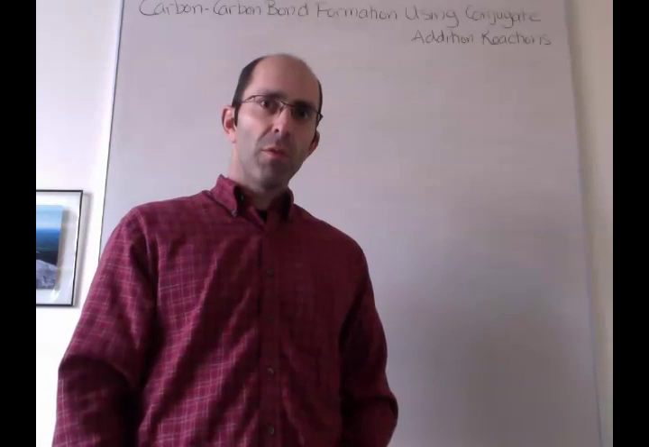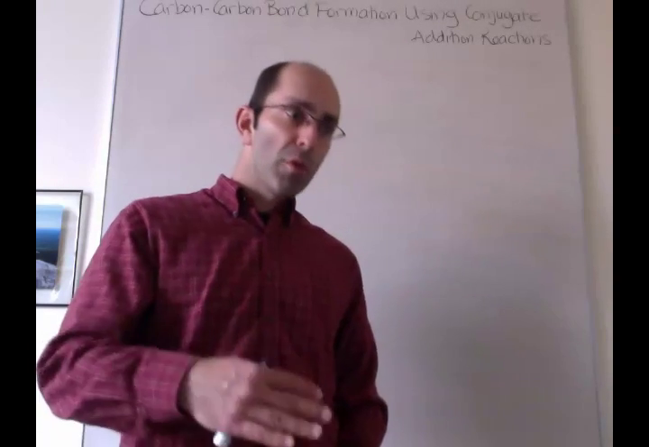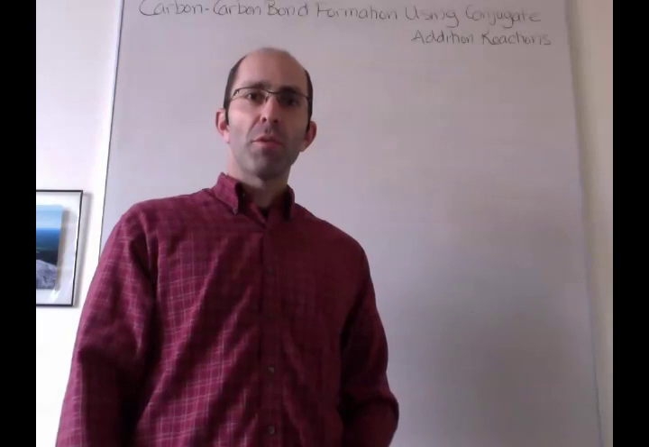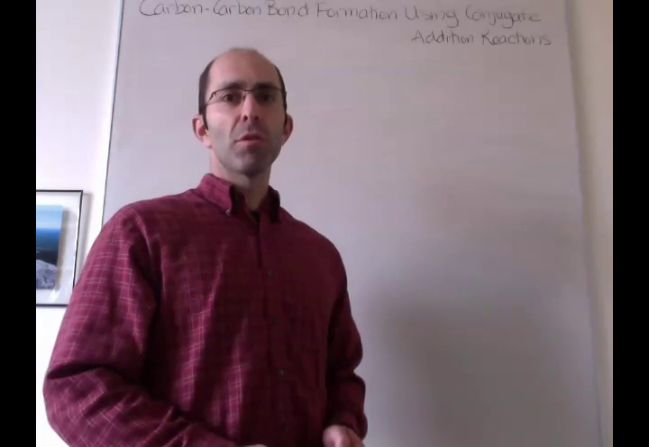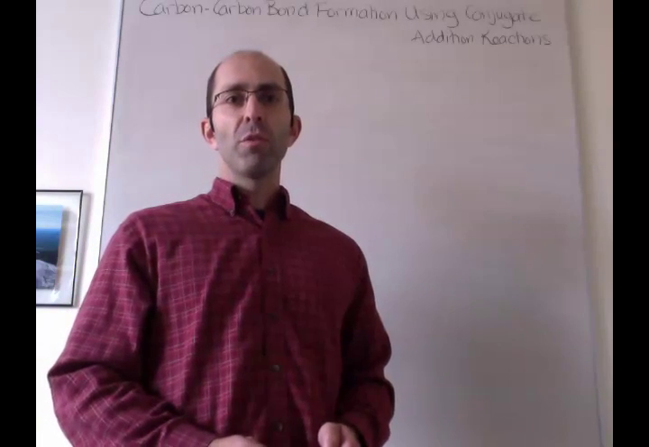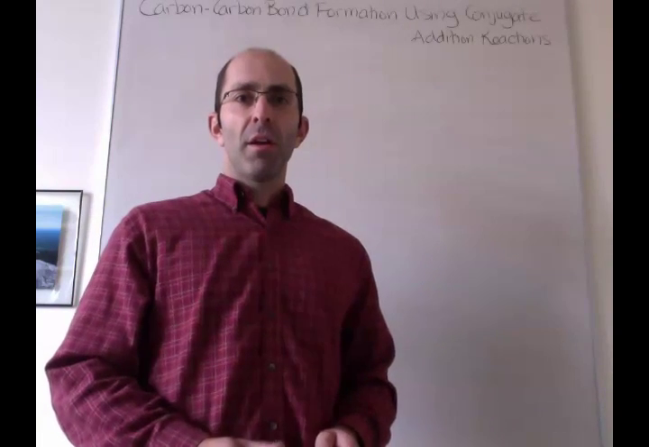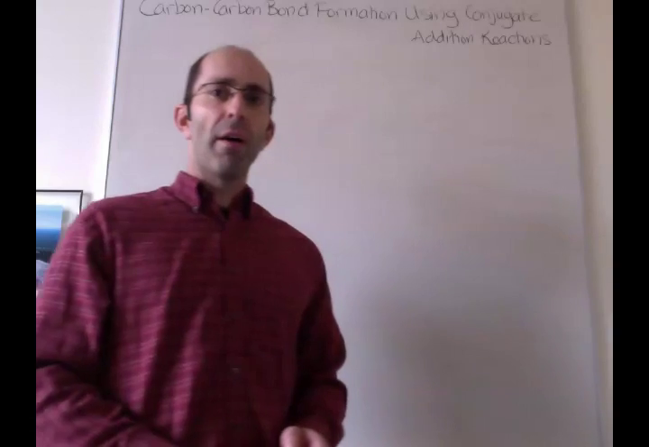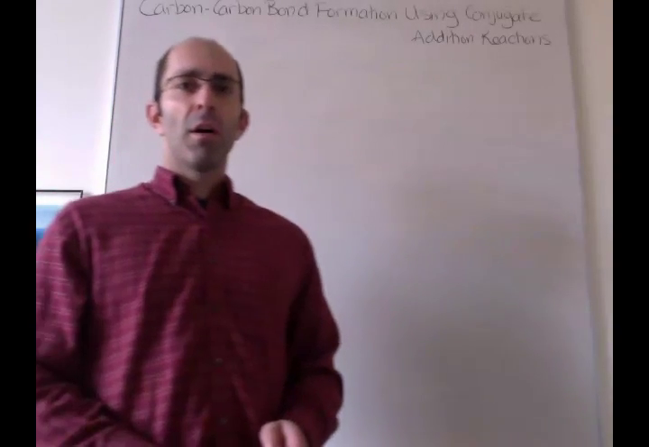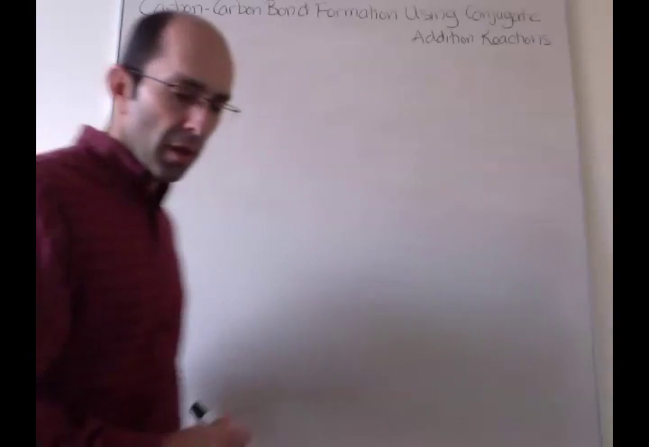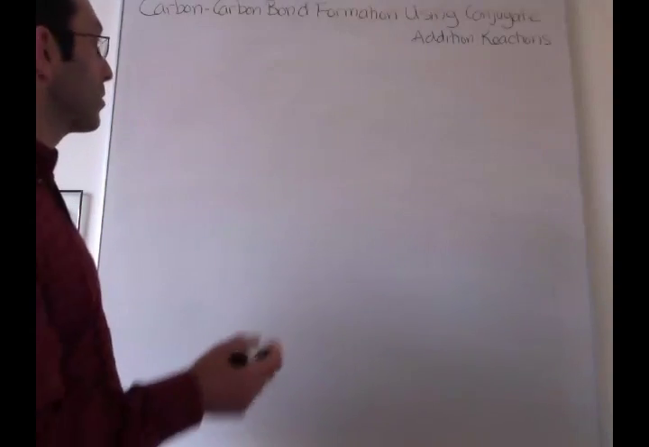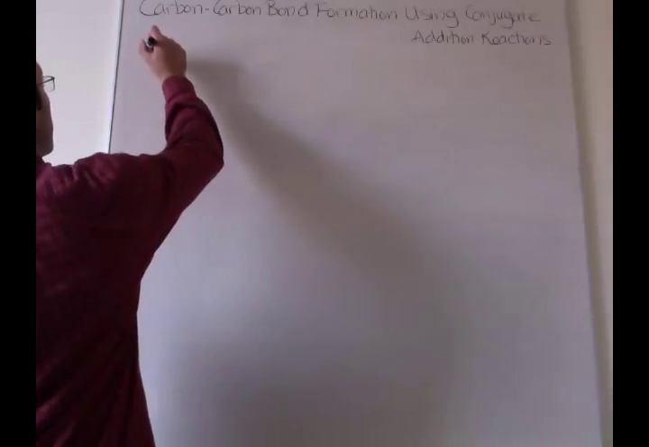So I wanted to give you a preview, an overview of these reactions, and I want to talk about three different types of carbon nucleophiles we can use to form carbon-carbon bonds using conjugate addition reactions. And again, conjugate addition, we're going to add a nucleophile to the beta position of a conjugated enone. Right? So let's look at different carbon nucleophiles that we can use to do these sorts of reactions.